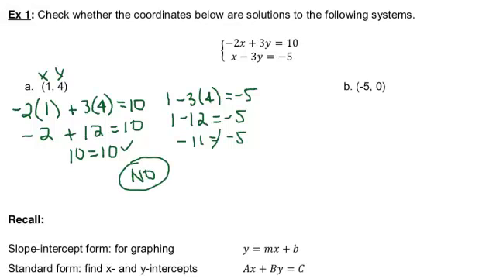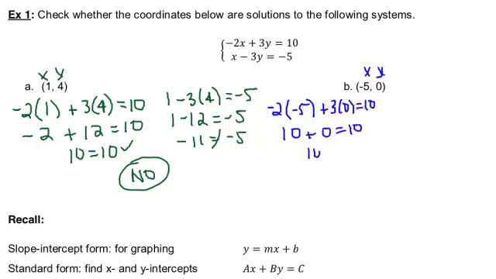Second example, we have the coordinate negative 5, 0. Again, these are our x and y values, so we're going to plug those into both equations. If we start with the first, we have negative 2 times negative 5 plus 3 times 0. Negative 2 times negative 5 is a positive 10. 3 times 0 is 0. We know that 10 equals 10, so that point works for that equation.